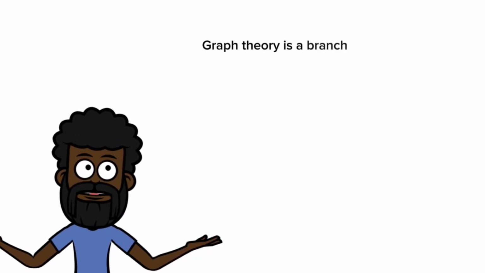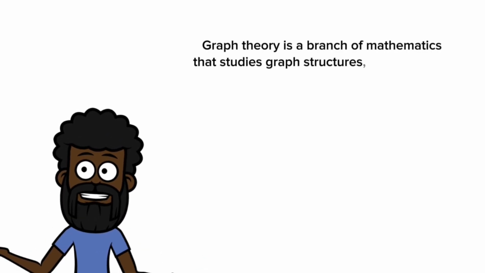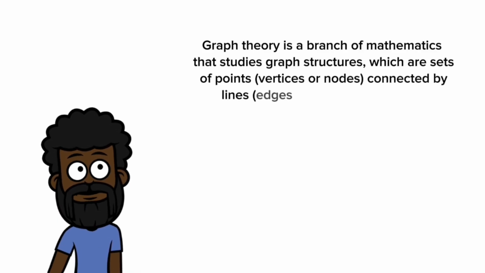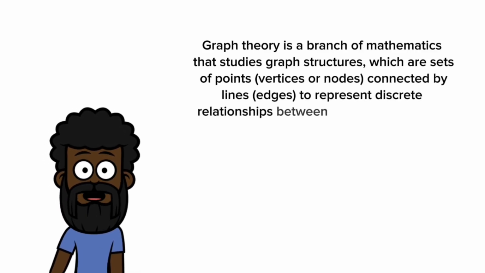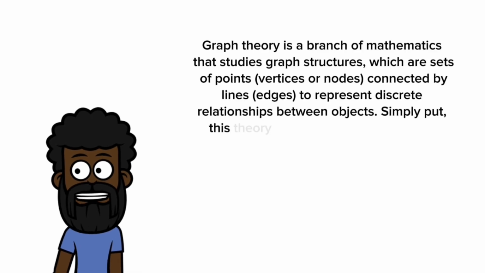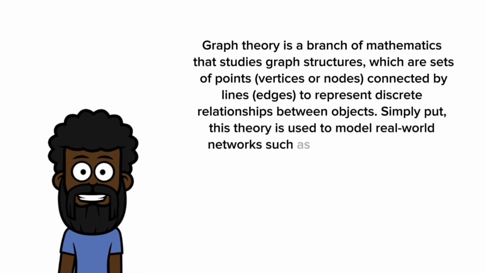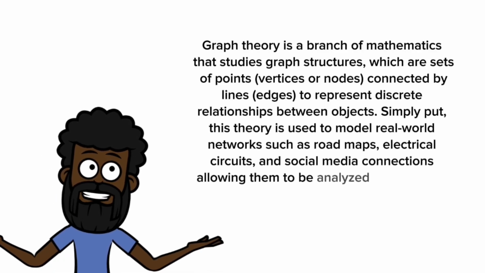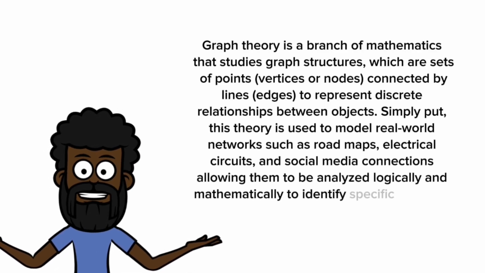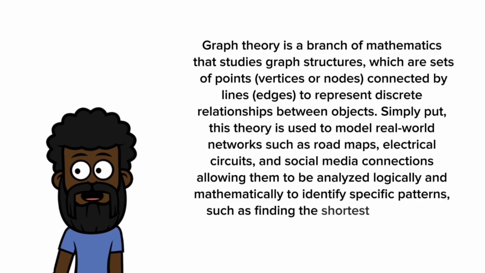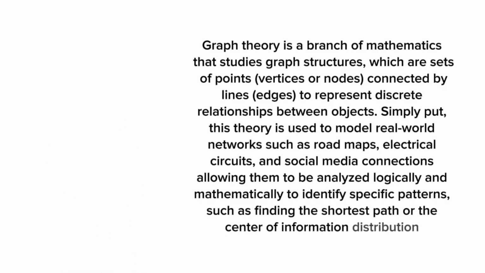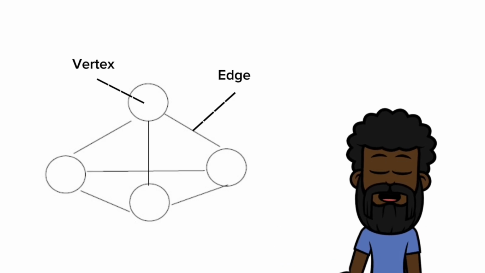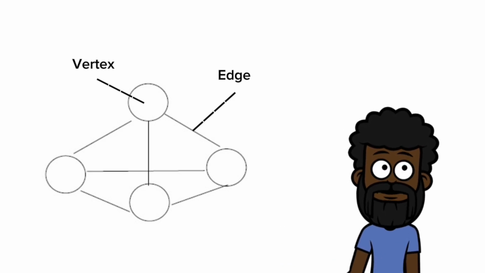Graph theory is a branch of mathematics that studies graph structures, which are sets of points, vertices or nodes, connected by lines, edges, to represent discrete relationships between objects. Simply put, this theory is used to model real-world networks such as road maps, electrical circuits, and social media connections, allowing them to be analyzed logically and mathematically to identify specific patterns, such as finding the shortest path or the center of information distribution.